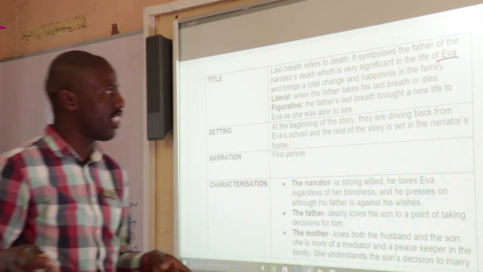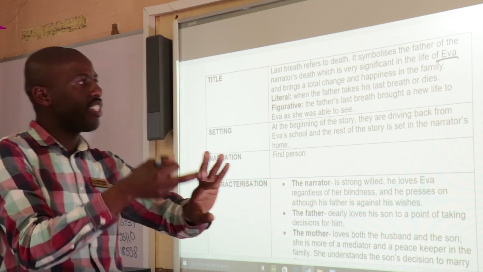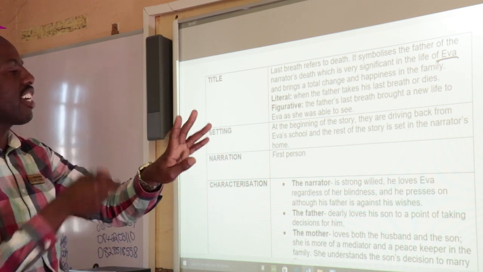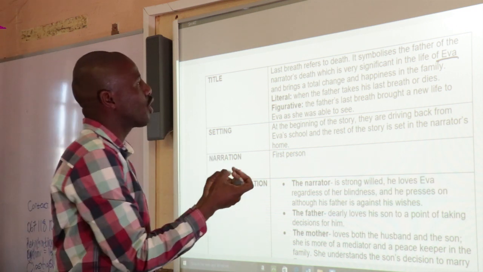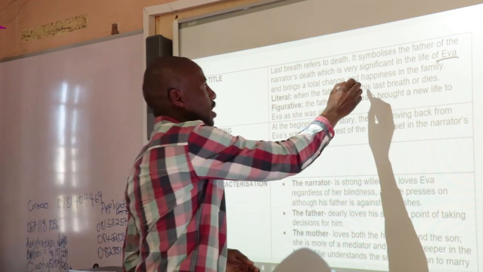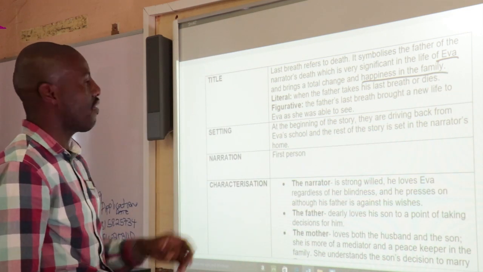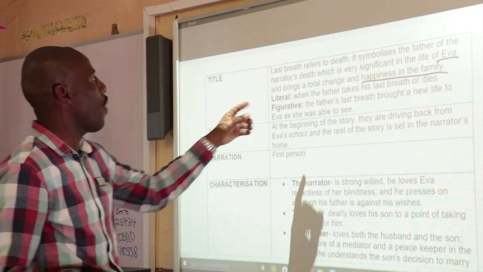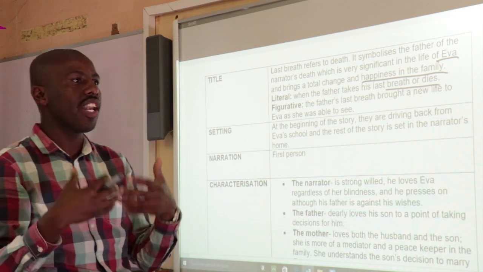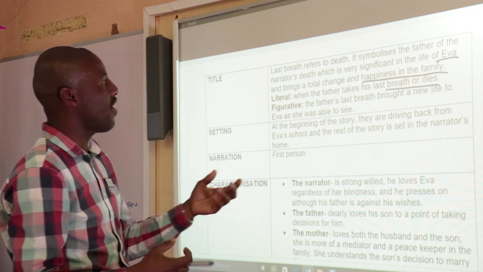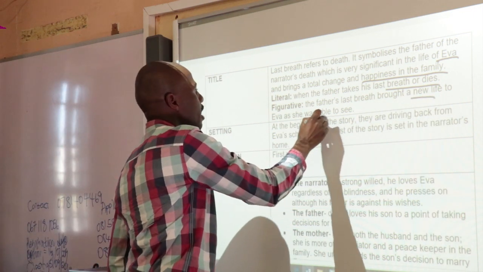Now, we know in this story there are very few characters. There's the father, there's the mother, there's the speaker or the narrator, and there's the girlfriend of the speaker, which is Eva. It brings a total change and happiness in the family. They were very happy, especially the narrator and Eva, after the father died. Literally, when the father takes his last breath or dies, when someone dies, you're taking your last breath. Figuratively, the father's last breath brought a new life to Eva as she was able to see.